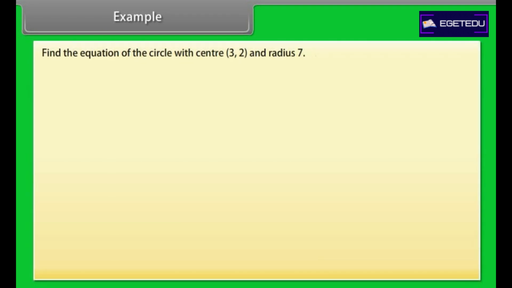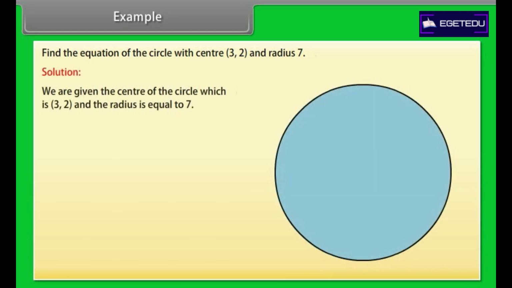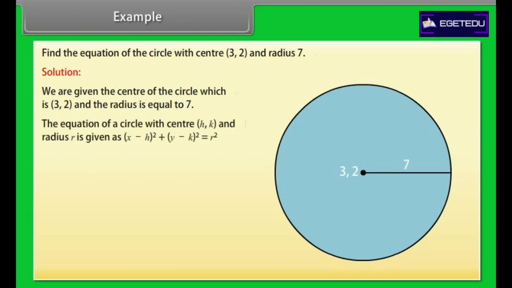Example. Find the equation of the circle with center (3, 2) and radius 7. Solution. We are given the center of the circle, which is (3, 2), and the radius is equal to 7. The equation of a circle with center (h, k) and radius r is given as (x - h) whole square plus (y - k) whole square is equal to r square.